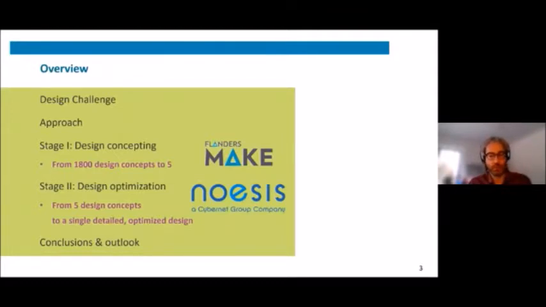This is done in 2 coupled software pieces. The first half, I will introduce. This deals with the stage of design concepting, and here we will go from initial 1,800 design concepts and narrow it down to 5. And then Marco will take over to tell more about the second stage of design optimization and going further to a single detailed optimized design in the end.